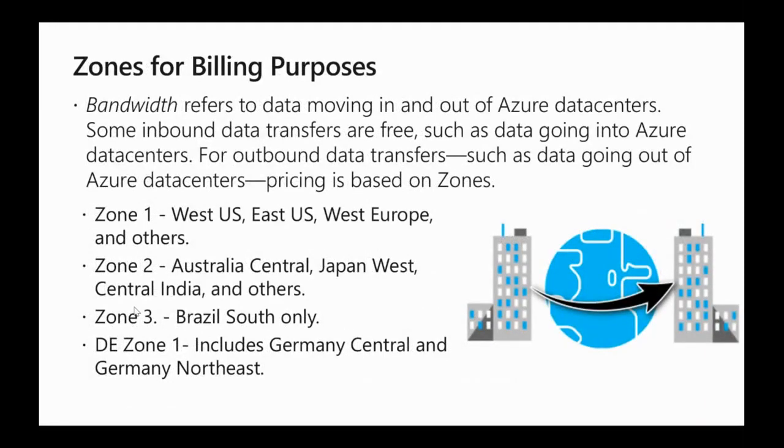Zone for bandwidth. In Azure, we all know incoming is free, outgoing is chargeable. What do I mean by that? Any data going inside Azure is free, any data coming out of Azure is chargeable. So the bandwidth also refers to data moving from the Azure data center, and whatever data you download is chargeable for you. And we have bandwidth divided in zones: zone 1, zone 2, and zone 3. We come in zone 3 in Brazil South only, as a UAE region.